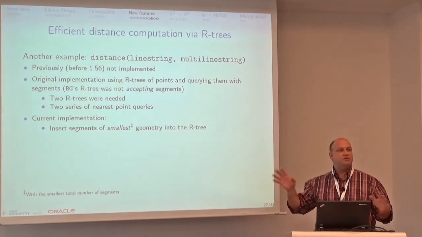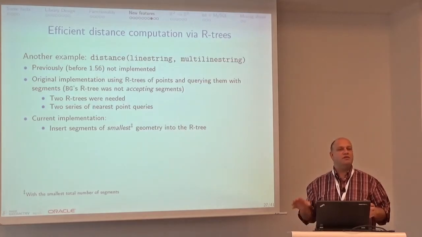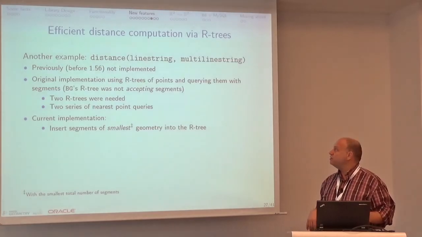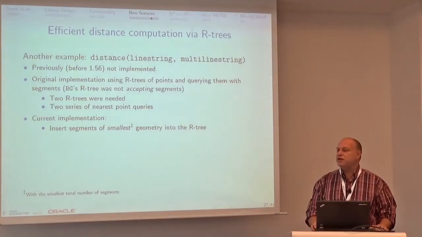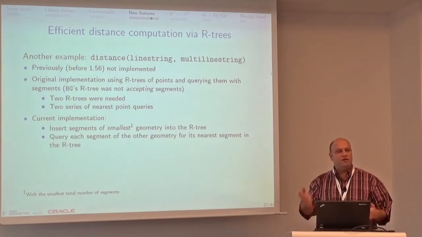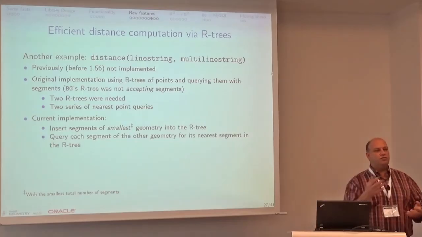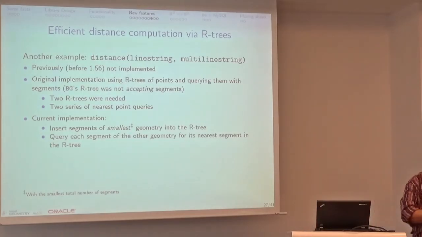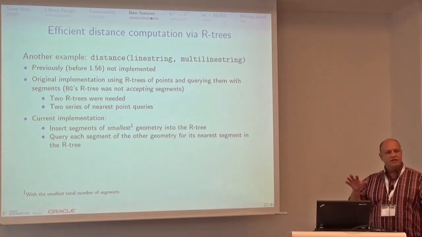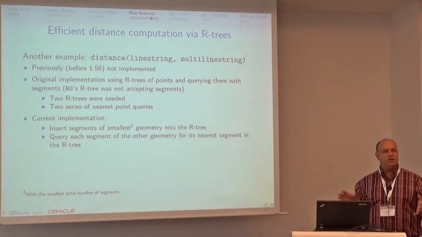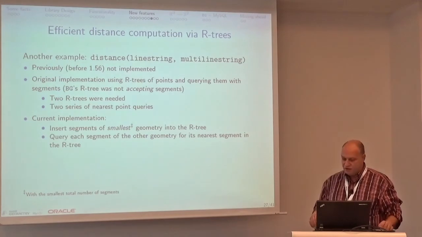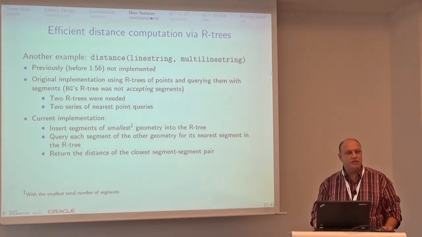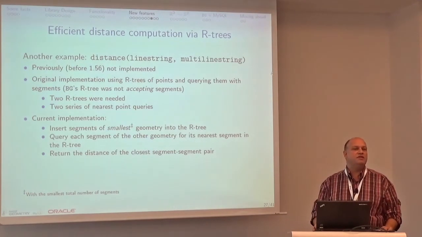It does the following. It takes the smaller of the two geometries. By smallest, I mean the one that has the smallest number of segments, and puts it into the R-tree. So an R-tree is created with respect to this set of segments. And then for the remaining set of segments, I'm querying the closest segment in the R-tree. So again, now I have segment-segment pairs. For these segment-segment pairs, I can compute their distance. And once I have their distances, I can compute the minimum of those distances and give you back the closest segment-segment pair.